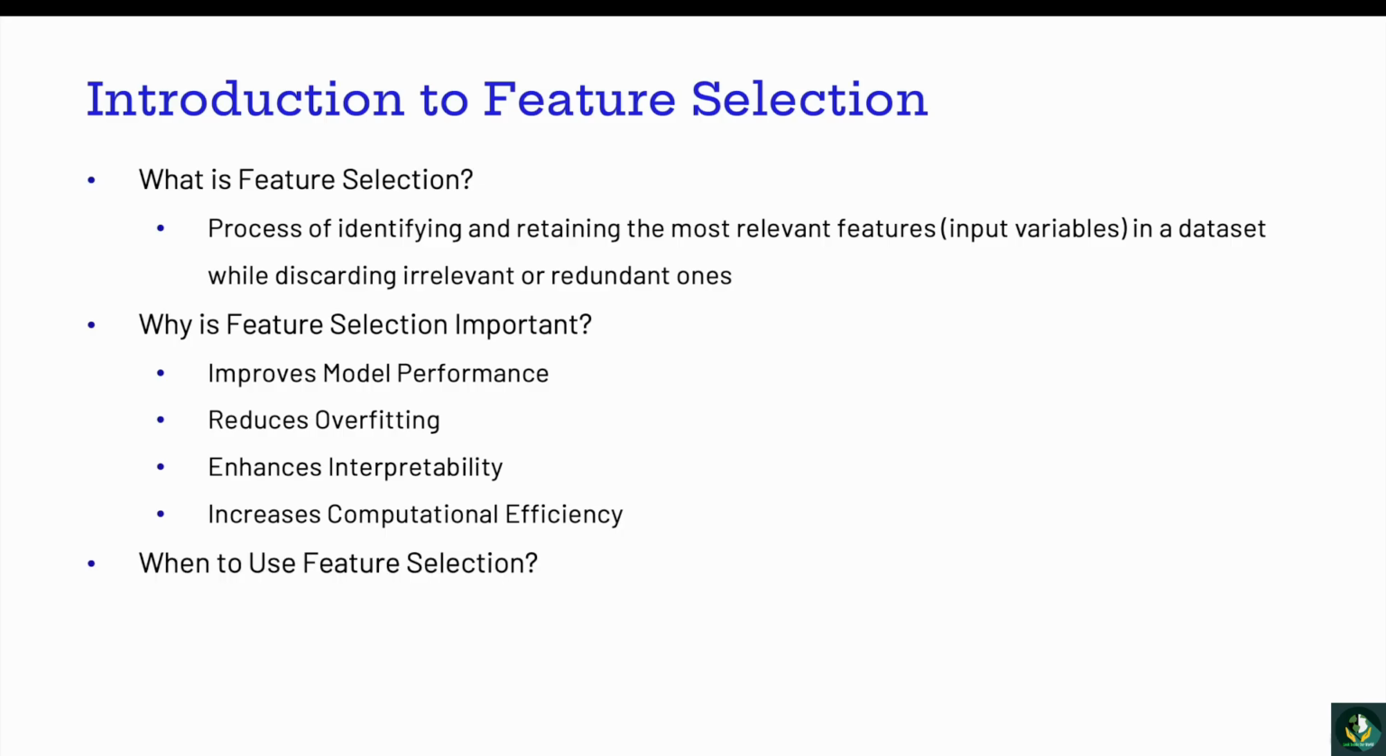Now, when to use feature selection? First, high dimensional data. When the dataset has many features compared to the number of samples, for example genomic data. Second, correlated features. When some features are redundant or strongly correlated. And third is reducing complexity, so you can build lightweight models for production environments. Next, let's look at techniques for feature selection.